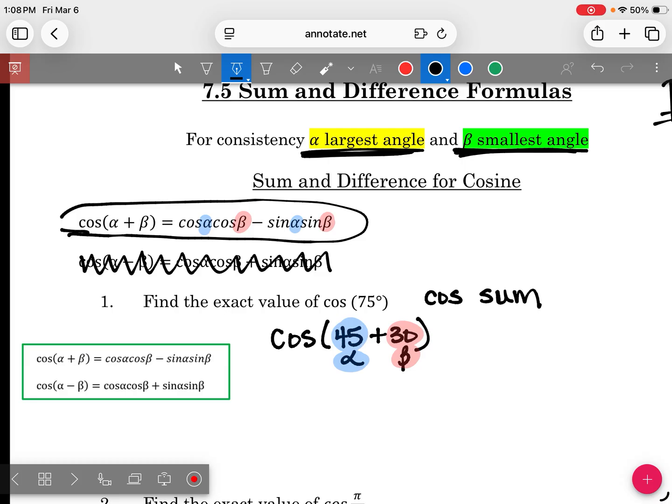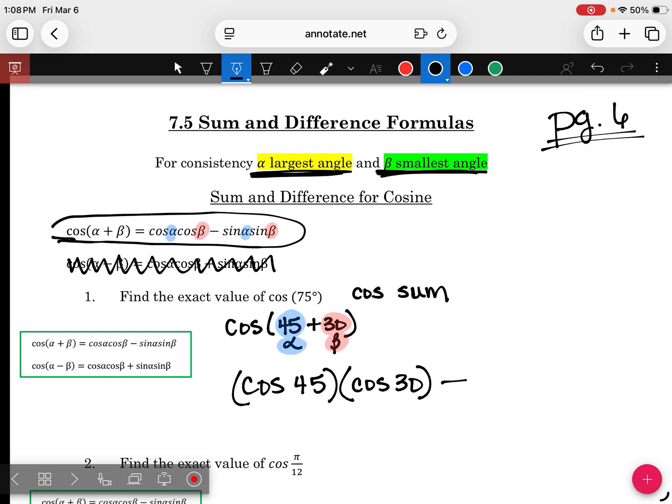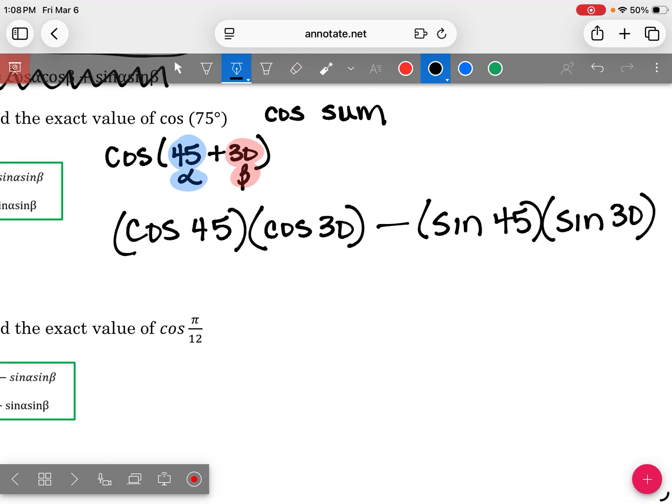Okay, so we got the cosine. Let's start off with this. It says cosine of alpha. So that would be cosine of 45. Multiply that by the cosine of beta, which is the cosine of 30, minus the sine of alpha times the sine of beta. So on your unit circle, I want you to find these four values. Fill it in. Find the cosine of 45, the cosine of 30, the sine of 45, the sine of 30.